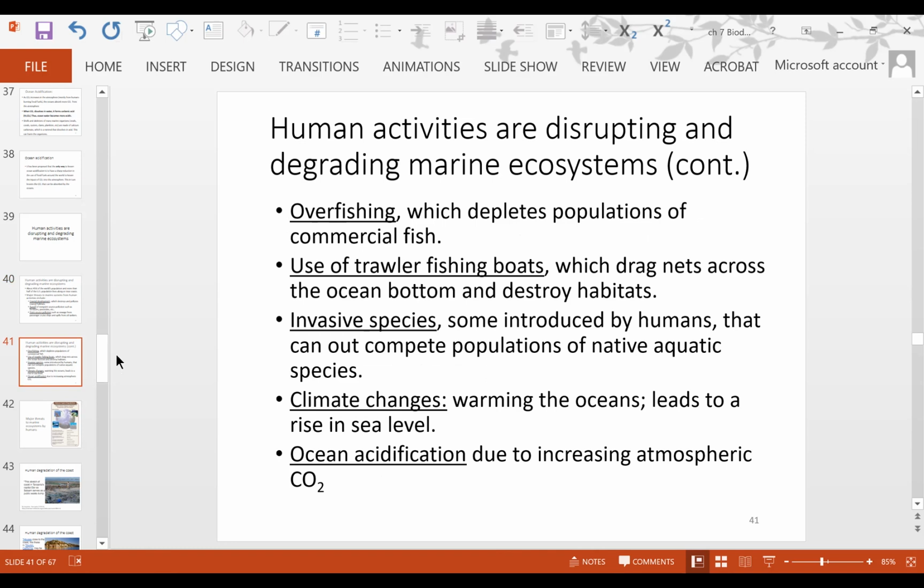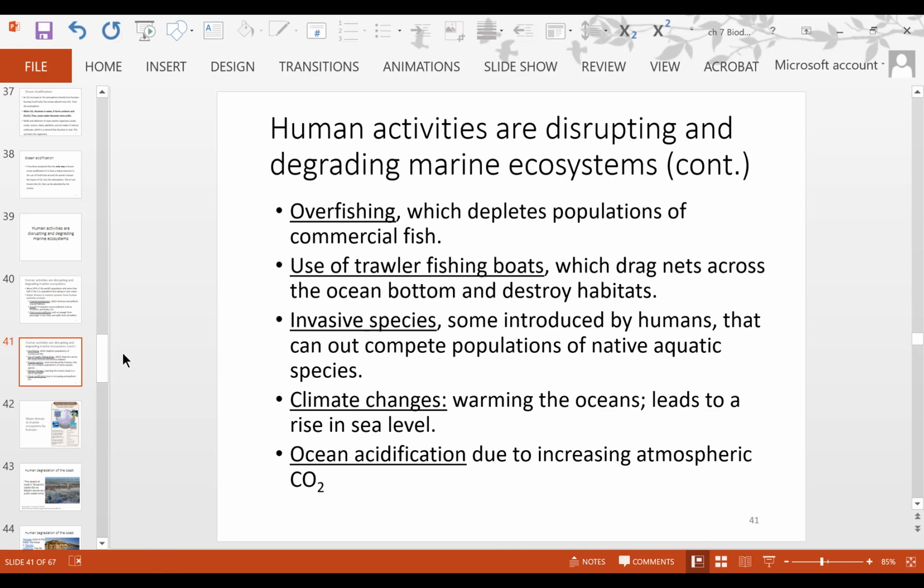Use of trawler fishing boats, which is basically a fishing boat that drags a large net along the ocean bottom, and it disrupts the seafloor, and it picks up whatever is living on the seafloor. It breaks up everything that's down there, basically. You're dragging this huge net along the seafloor. So that's pretty disruptive.